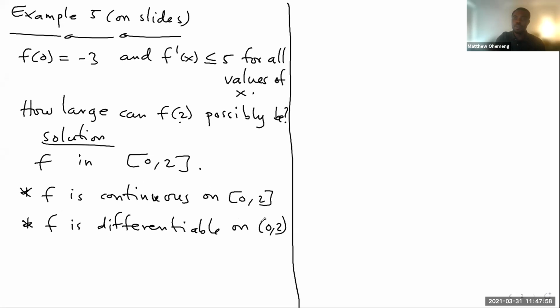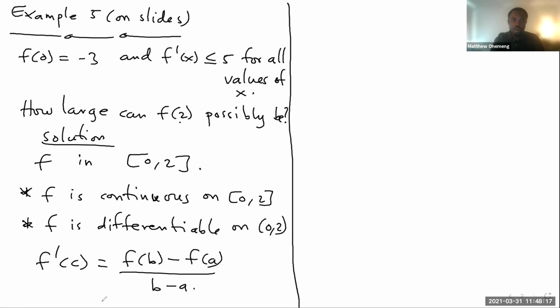Okay, so now that we know that the two conditions have been satisfied, we can safely use the conclusion of the mean value theorem, which says there has to be a c in between such that f prime of c equals the slope of the secant line joining the endpoints, which is equal to the slope of the tangent line. Now, because we know that f prime of x is less than or equal to 5 for all x, f prime of c will also be less than or equal to 5.